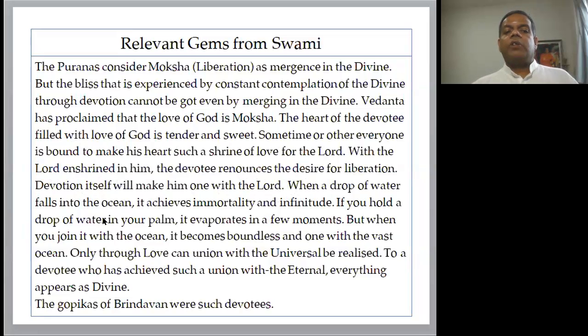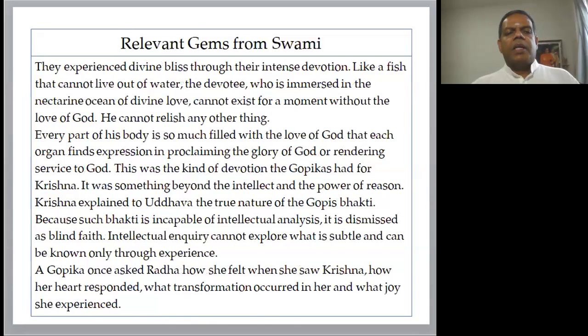When a drop of water falls into the ocean, it achieves immortality and infinitude. If you hold a drop of water in your palm, it evaporates in a few moments. But when you join it with the ocean, it becomes boundless and one with the vast ocean. Only through love can union with the universal be realized. To a devotee who has achieved such a union with the eternal, everything appears as divine. The Gopikas of Vrindavan were such devotees. They experienced divine bliss through their intense devotion.